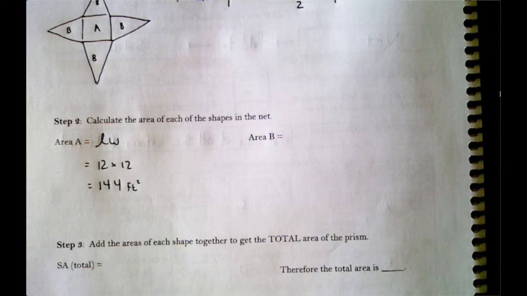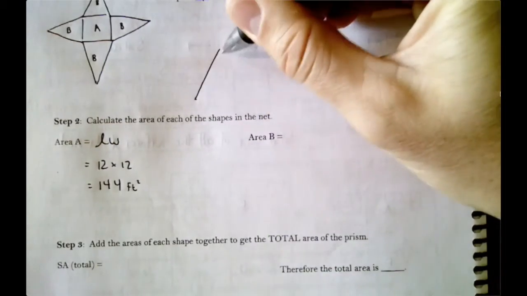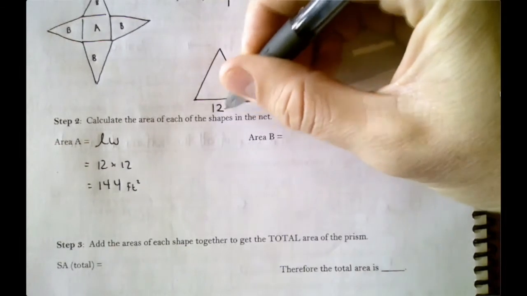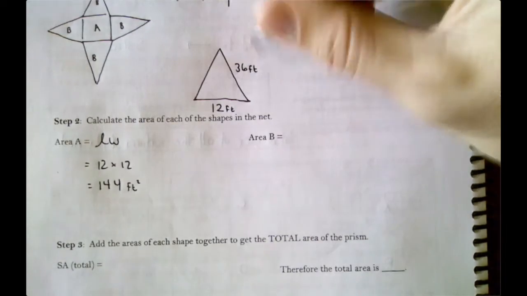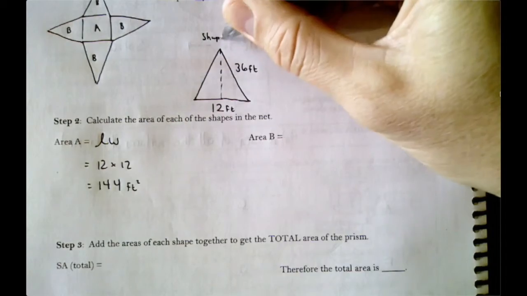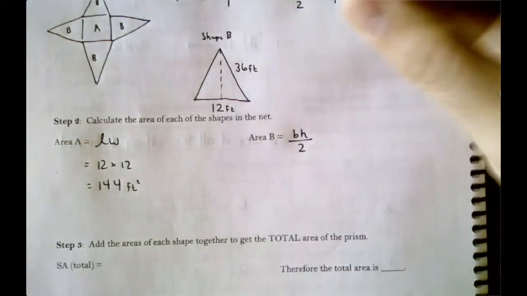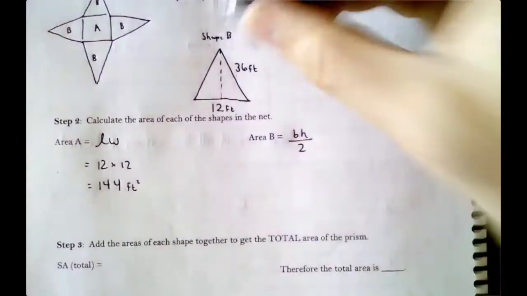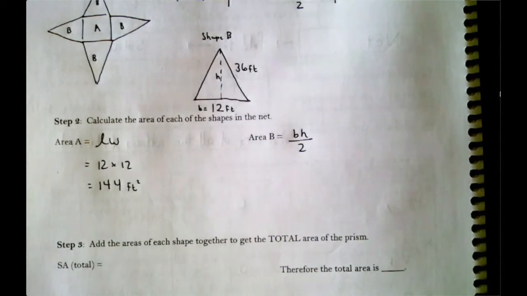For area B, we're working with the triangle. Now the triangle's a little tricky because if we steal the measurements from the triangle that we're given, we know the bottom is 12 and we know the side is 36. But we don't know the height of the triangle, which is important because we need the height of the triangle. The height of the triangle is not this side. We need this. We have the base is 12, but we need the height. How do we find that?